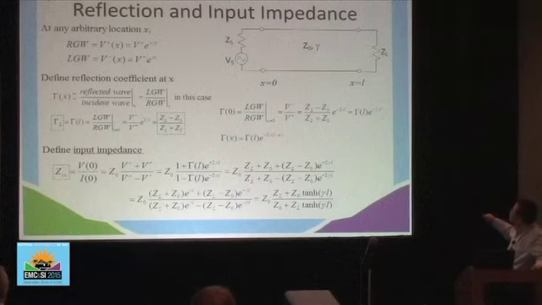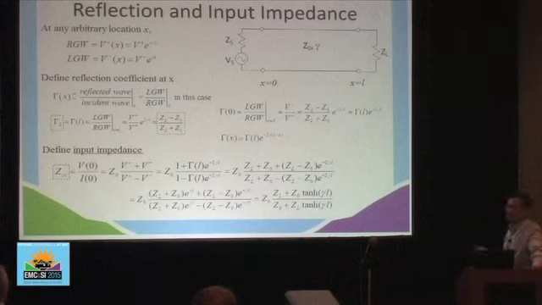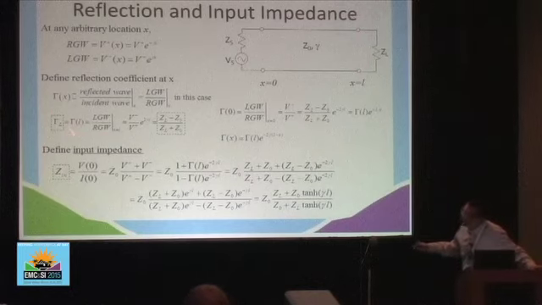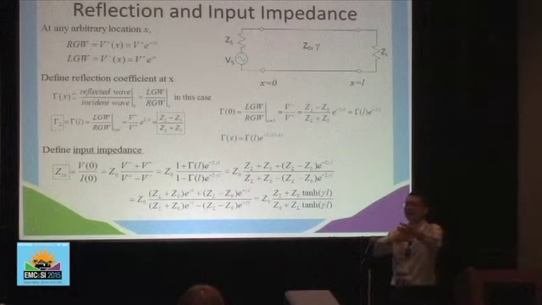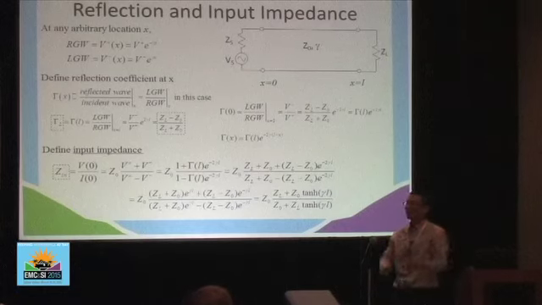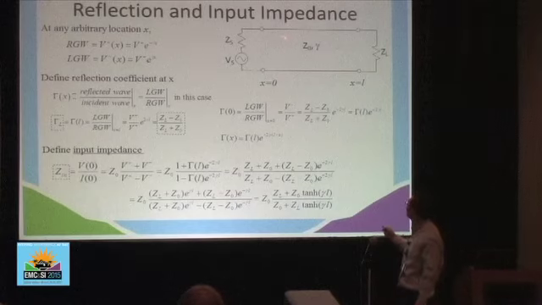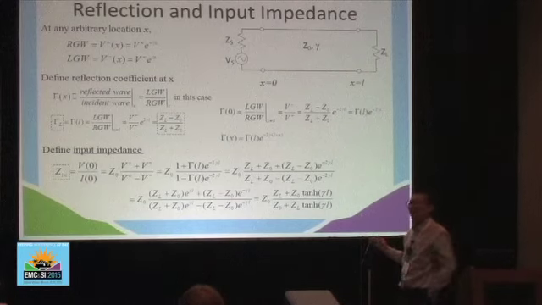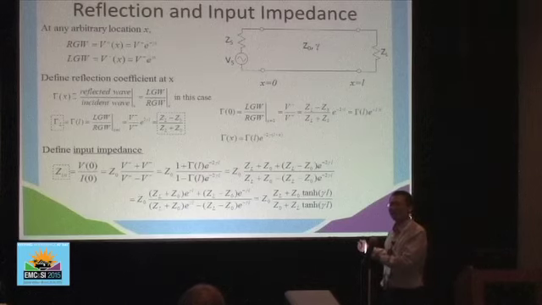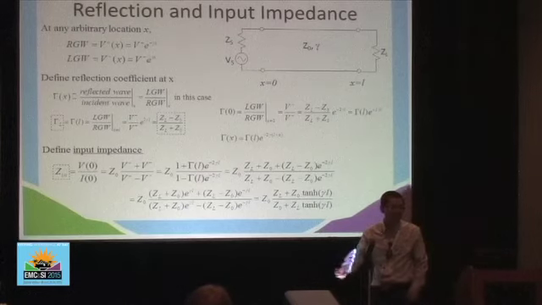And what if this load is a short? If it's a short, you notice this gamma L becomes -1. In other words, the left going wave and the right going wave are in the same magnitude. We call that a complete reflection. All the wave propagates, hits the load, will completely reflect. And that's really bad for signal propagation because no power is delivered to the load. Everything is bounced back.